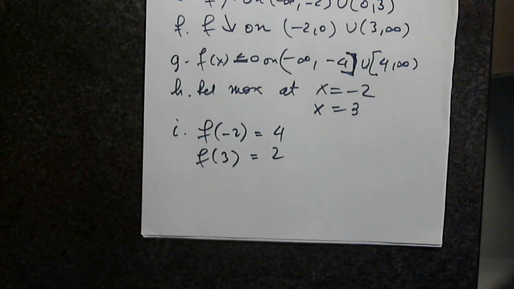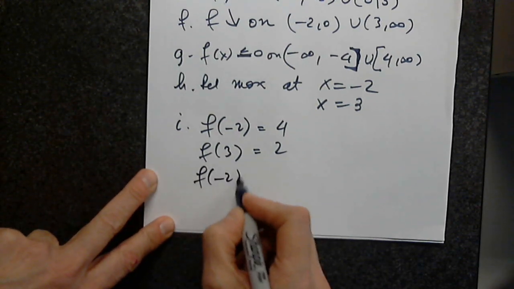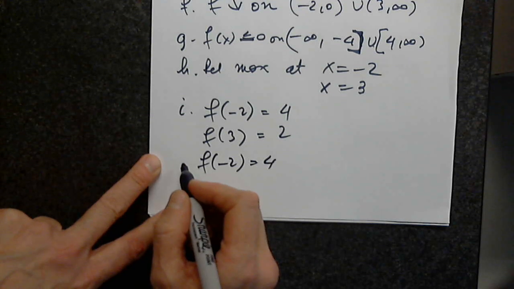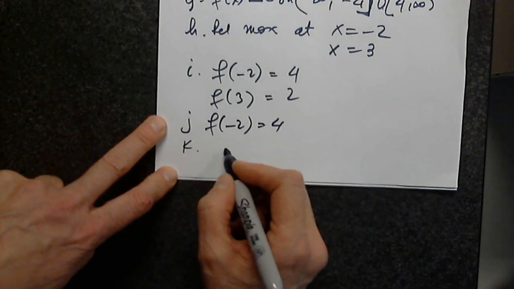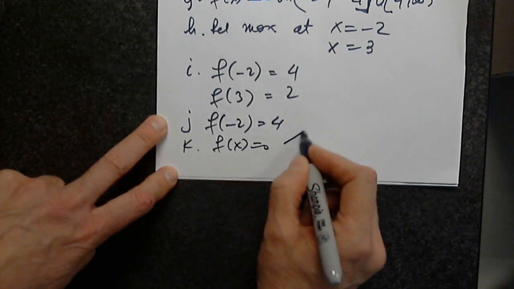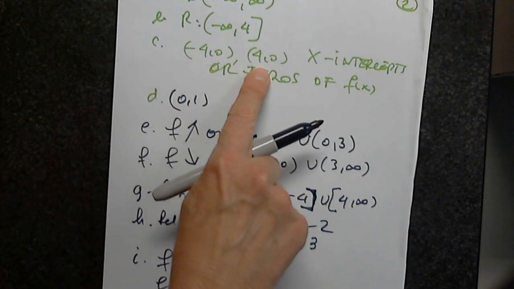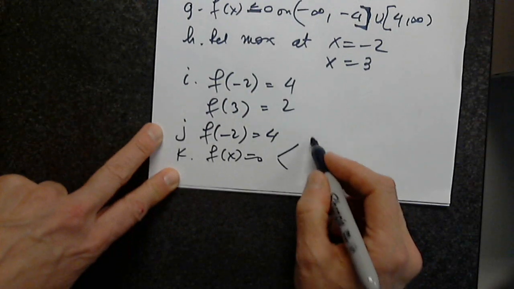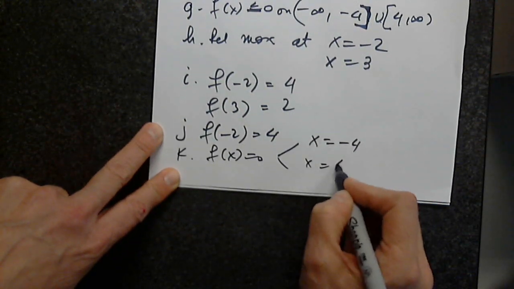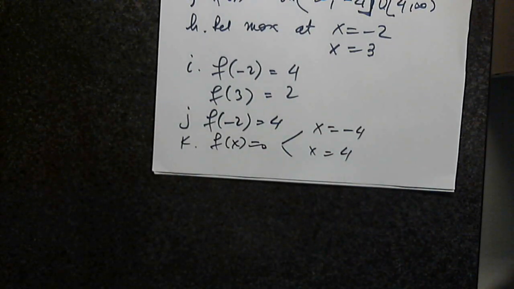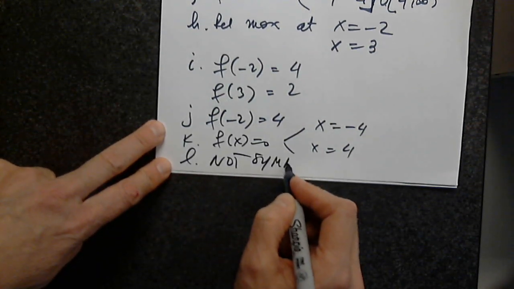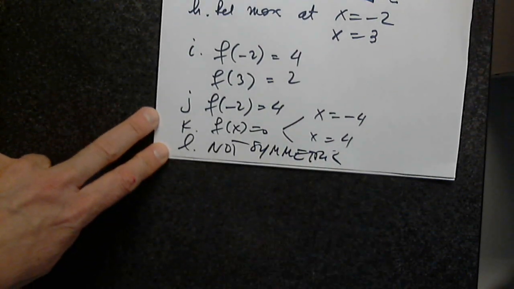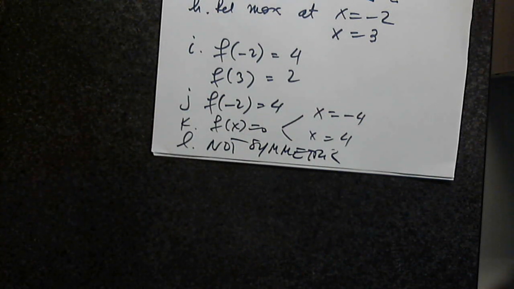You said f of -2 equals 4. This is the same question in J. K is the same question. F of x equals 0. We have them right here, -4 and 4. X equals -4 and x equals 4. And the last one, L: the function is not symmetric. It's not odd, it's not even.